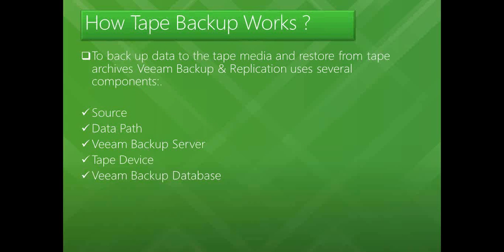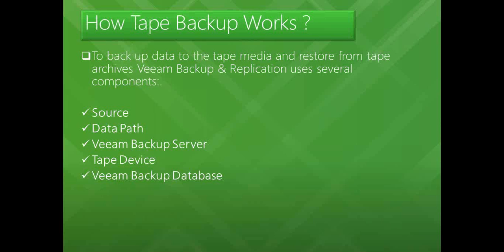Now let's get into the deeper architecture: what exactly happens when you move your backups to tape, or how exactly the backup to tape works. To back up data to tape media and restore from tape archive, Veeam uses several components: source, data path, Veeam backup server, tape device, and Veeam backup database. Let me go into each component and explain what all these 5 components are about.